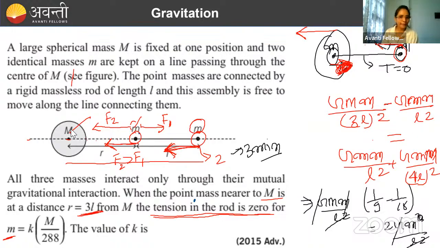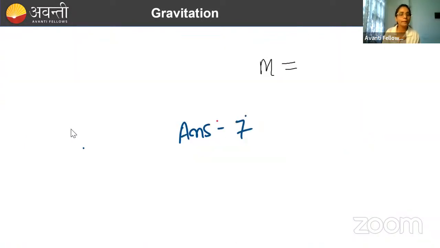Capital M into 1 by 9 minus 1 by 16. So 16 minus 9 को आप क्या लिखोगे? 16 minus 9 कितना होगा?